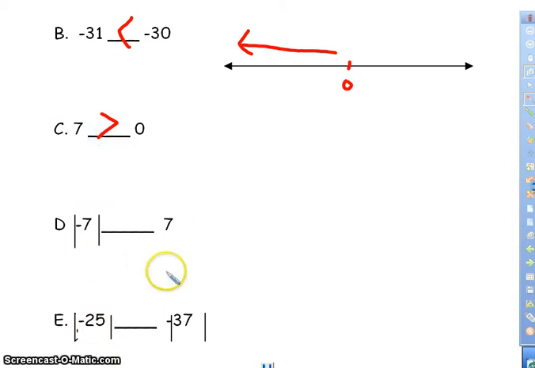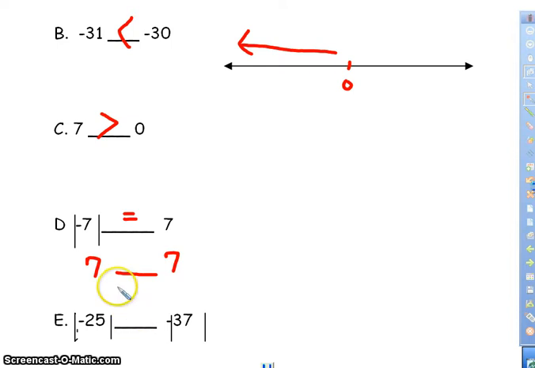Okay, now remember our absolute value. Absolute value of -7 would be, remember, the distance -7 is from 0. So -7 is 7 spots away from 0. So I'm really comparing 7 and 7. And we know 7 is equal to 7.